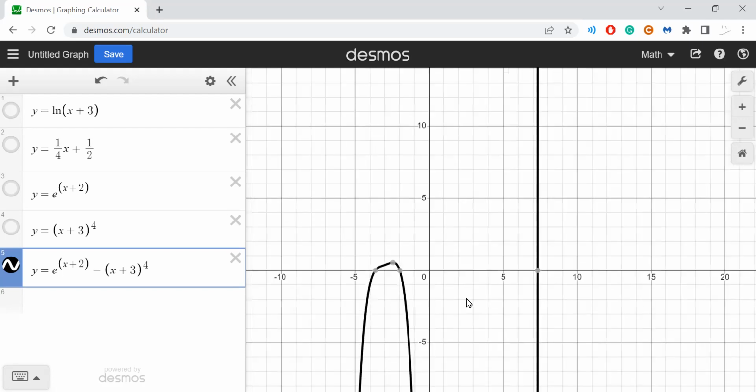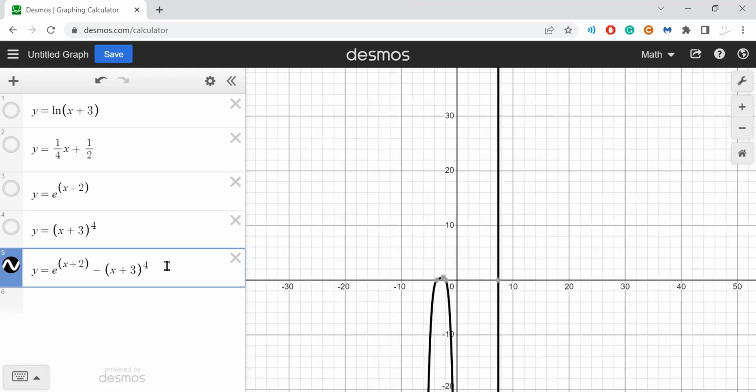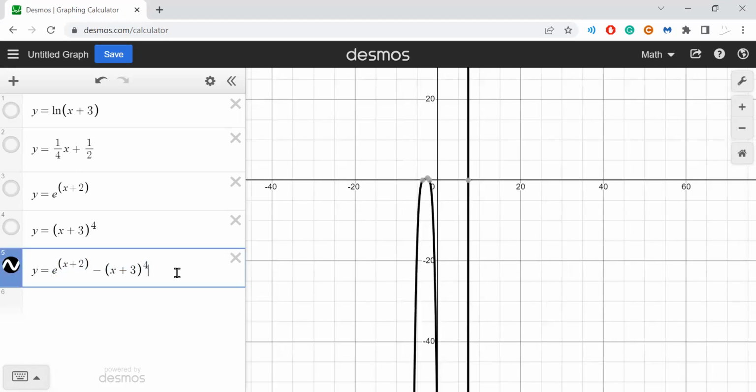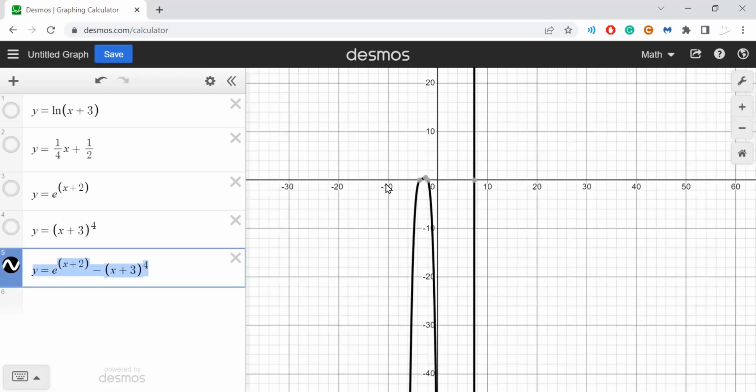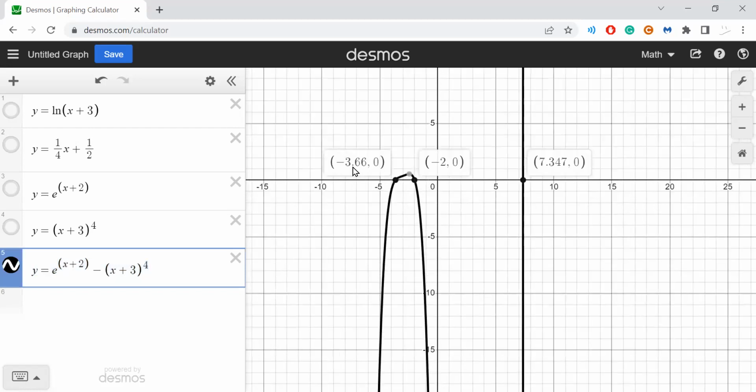Okay, this is the graph of the left-hand side minus the right-hand side. If you find the roots of this solution, it means you're equating y equal to 0. Then you solve for x. And solving for x from the graph, you can tell it's these three values: -3.66, -2, 7.347.